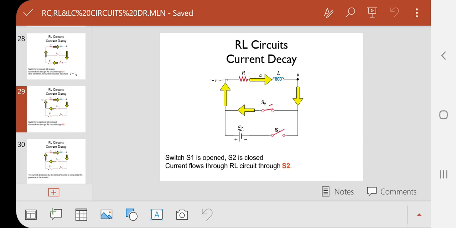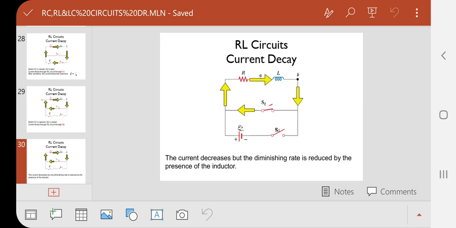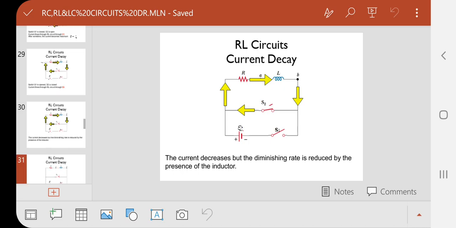Let us see how the current passes through it. The current decreases, but the diminishing rate is reduced by the presence of the inductance. Due to the inductance, the rate is automatically reduced. So this is the current decay in the RL circuit.